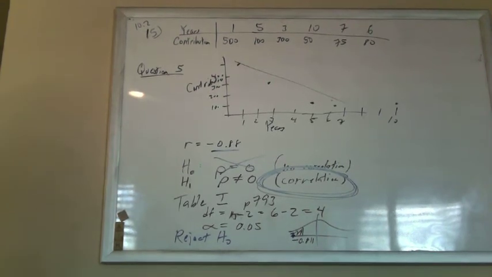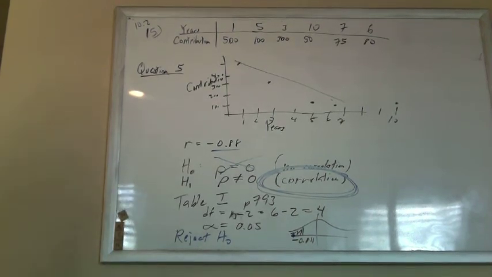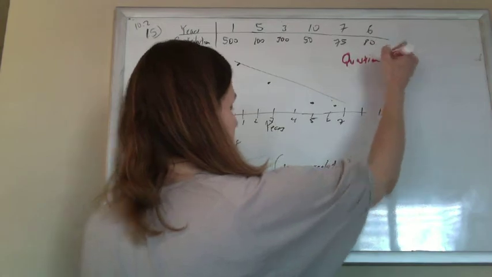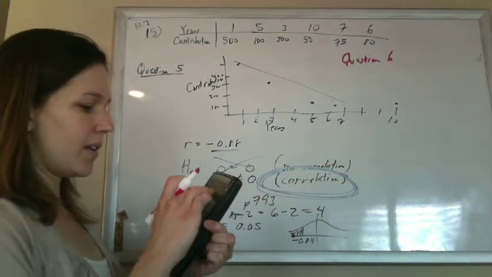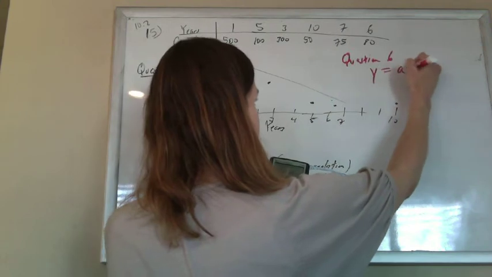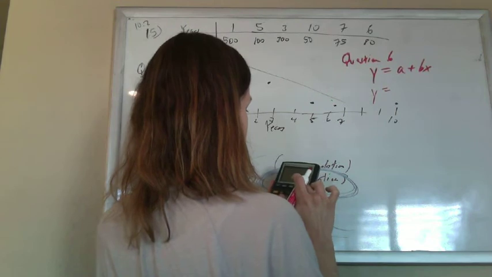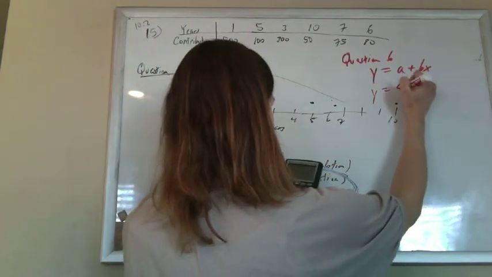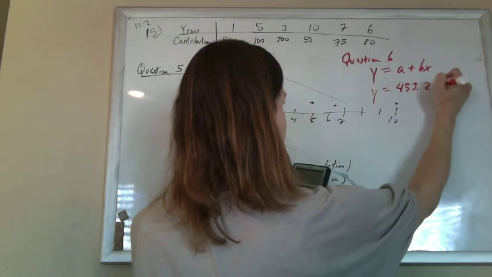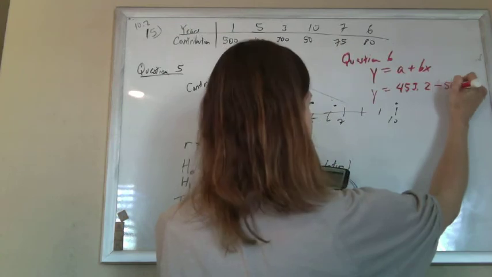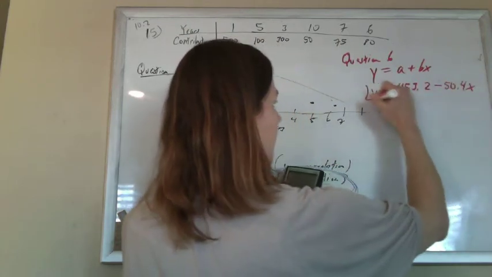And so your calculator, from what you just wrote, so for question 6, your calculator, everything you just got, it has at the very top, it says y equals a plus bx. And if you scroll down, it'll tell you what a and b are. So in this case, a was 453.2, and b was negative 50.4x.